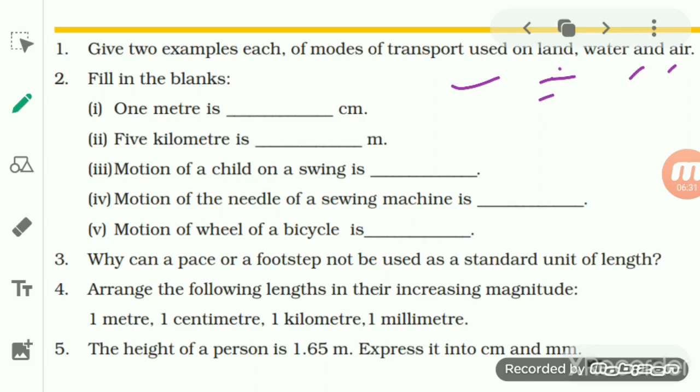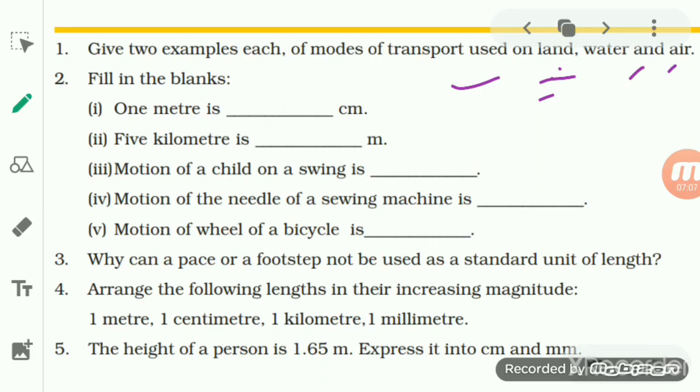So let us consider the 2 examples one by one. On land, the transport we use includes many, like a bus, a car, a train, a truck, a bicycle, a scooter. All these are the different modes of transport that we use on land. They run on land only. You can write any 2: bus, car, train, truck, bicycle. You have to write any 2 examples of the mode of transport used on land.